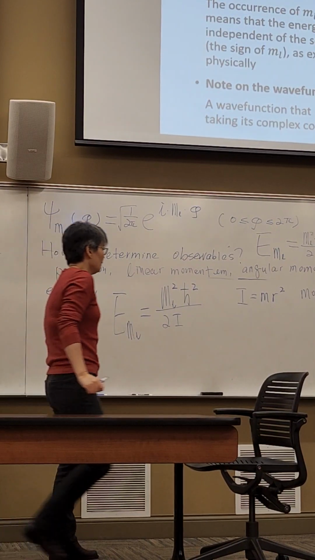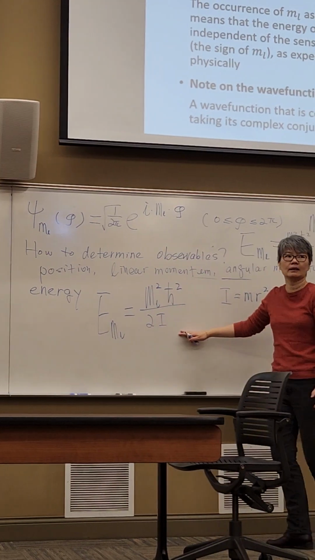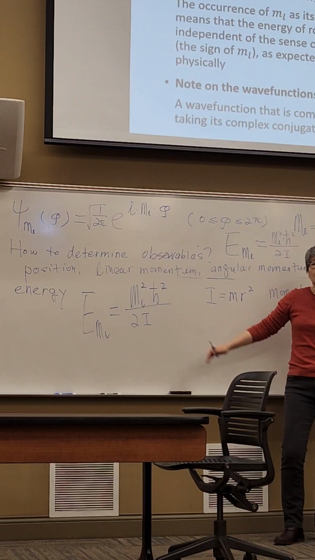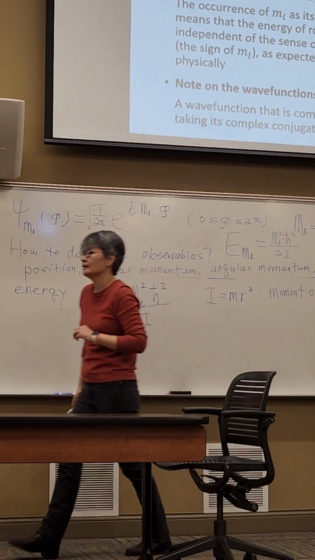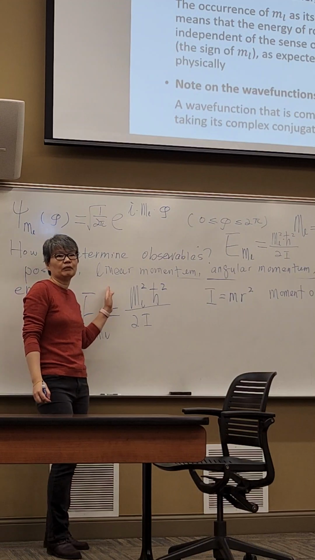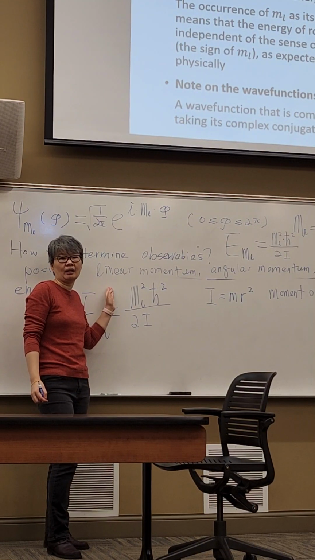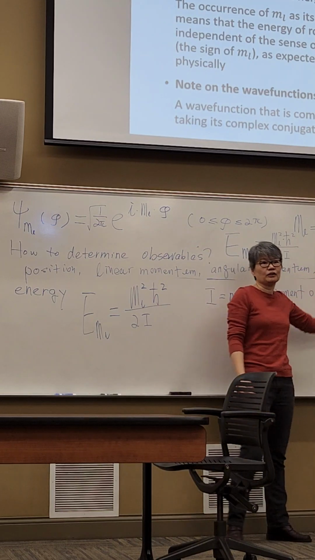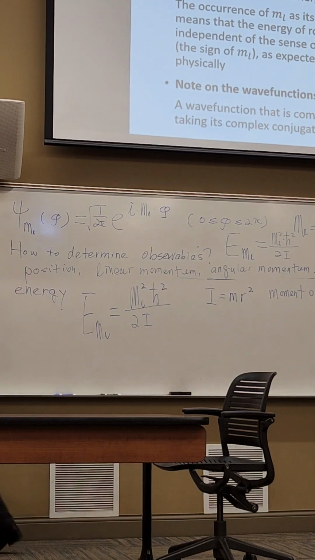Now, this is an expression, and I told you how we obtain it. Is this energy quantized? It is quantized. It's not continuous. How do I know? Because it's confined by your quantum number m sub L. M sub L can only take integer values. Therefore, the energy of this rotational system is also quantized.